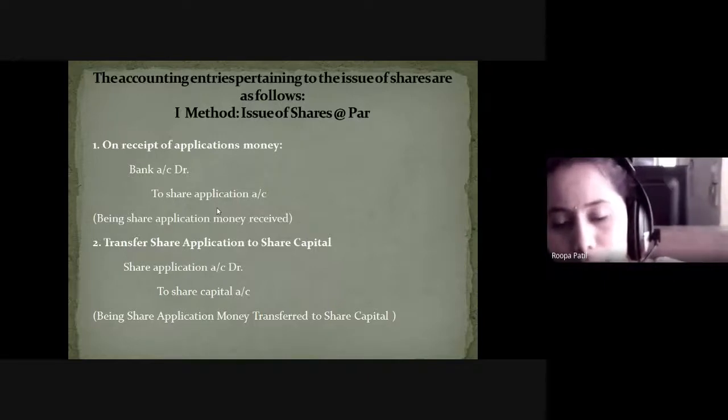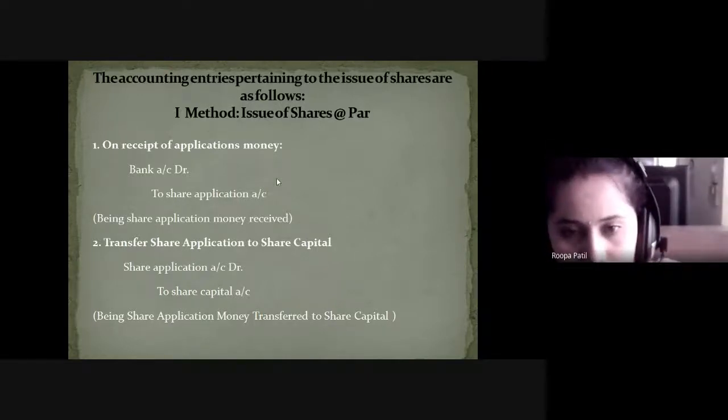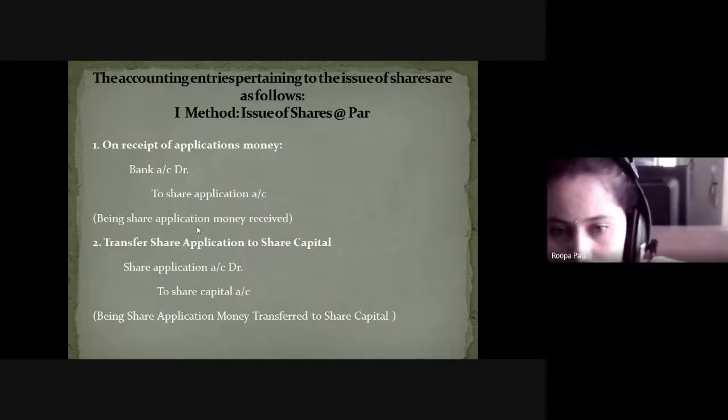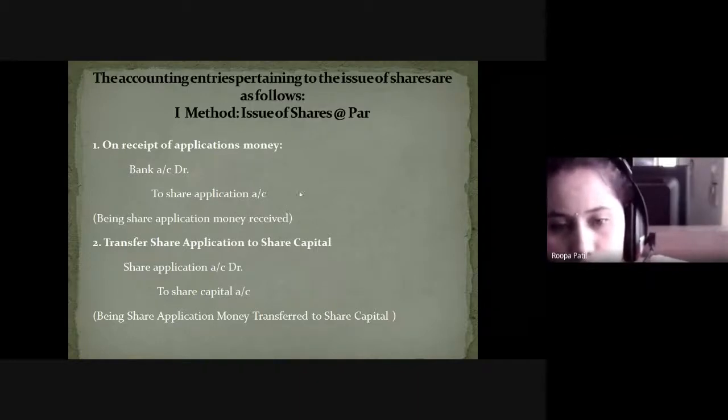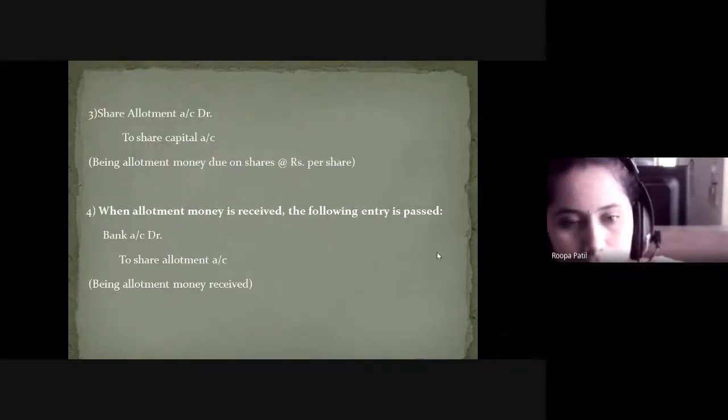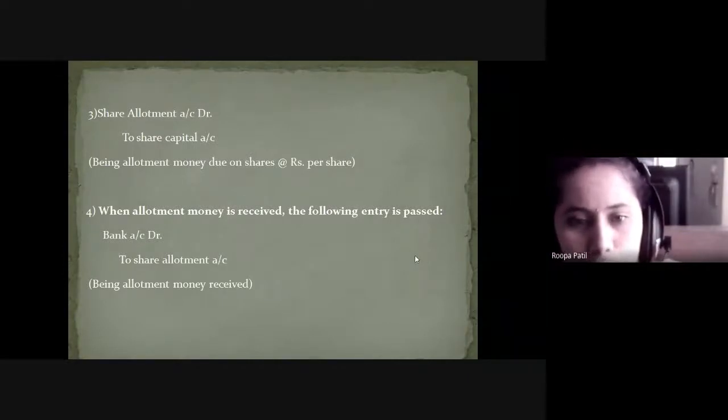The first transaction is receiving the share application money. Received means cash. Cash or bank account debit, to share application account. Clear? The first entry is clear? First transaction.